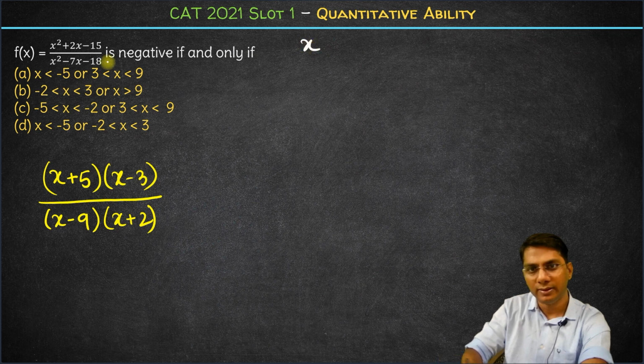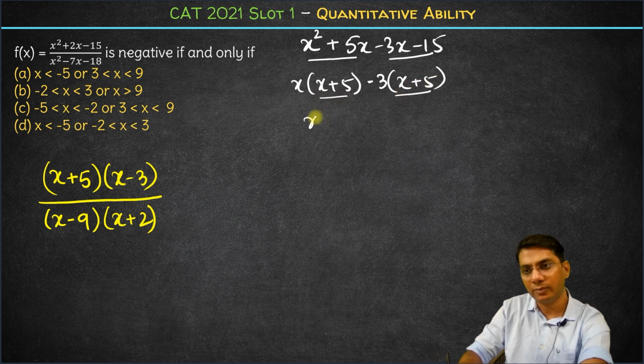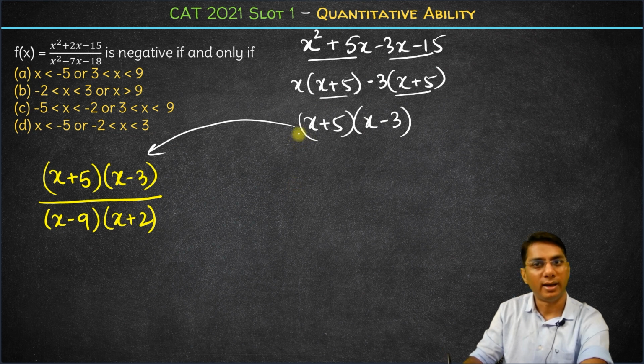For example, the first is x square plus 2x minus 15. So we write plus 2x as plus 5x minus 3x. Taking x common from here, we get x plus 5, and taking minus 3 common from here, we have x plus 5. Now taking x plus 5 common from both these terms, we get x plus 5 into x minus 3. So this is how I factorize the numerator.